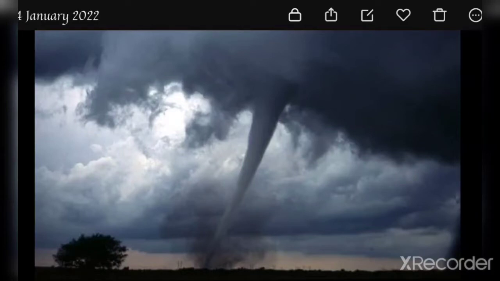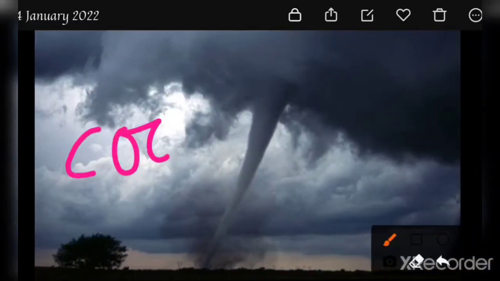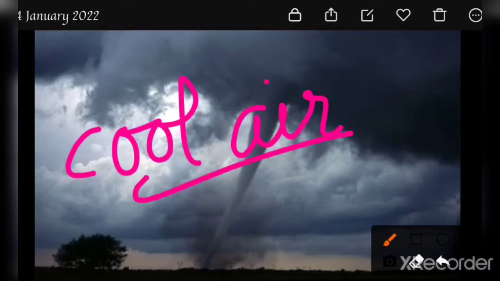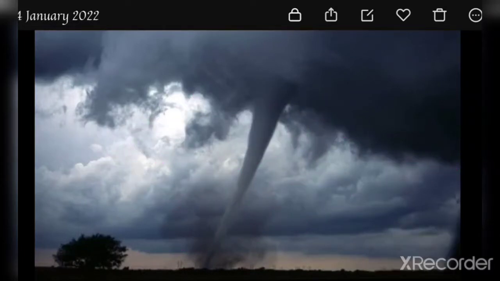Now the question arises, why does Antarctica not form tornadoes? In Antarctica there is no tornado formation. The reason is very simple: Antarctica is considered a polar region. Polar regions have only cool air, extremely chilled air. There is an absence of warm air. So due to that reason the combination of warm and cold air is not present, and that's why in Antarctica a tornado is not possible.